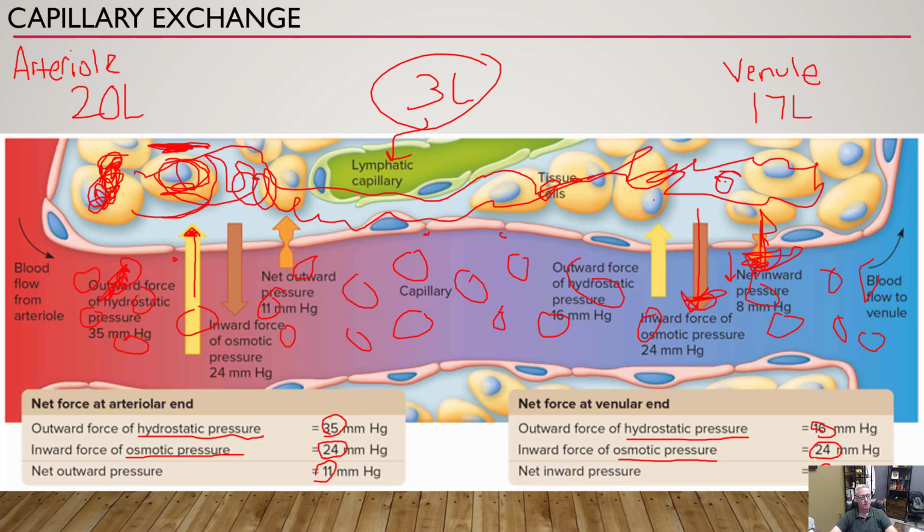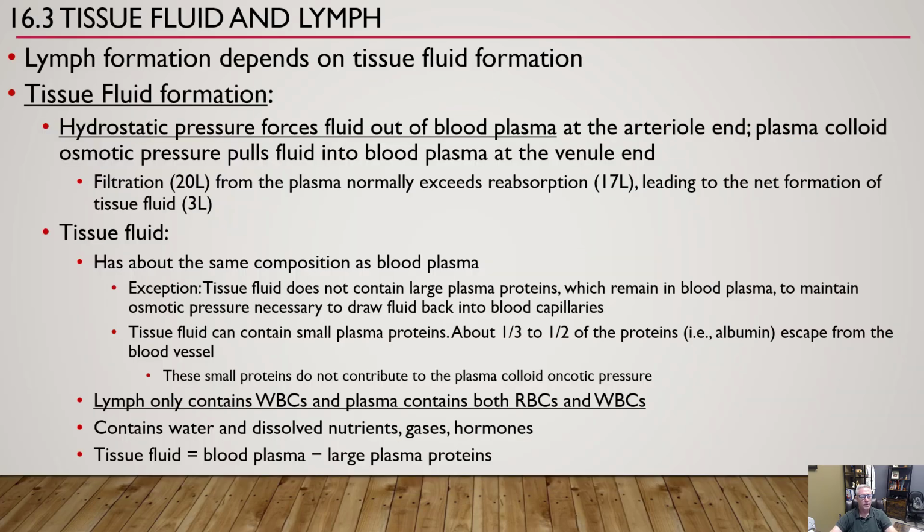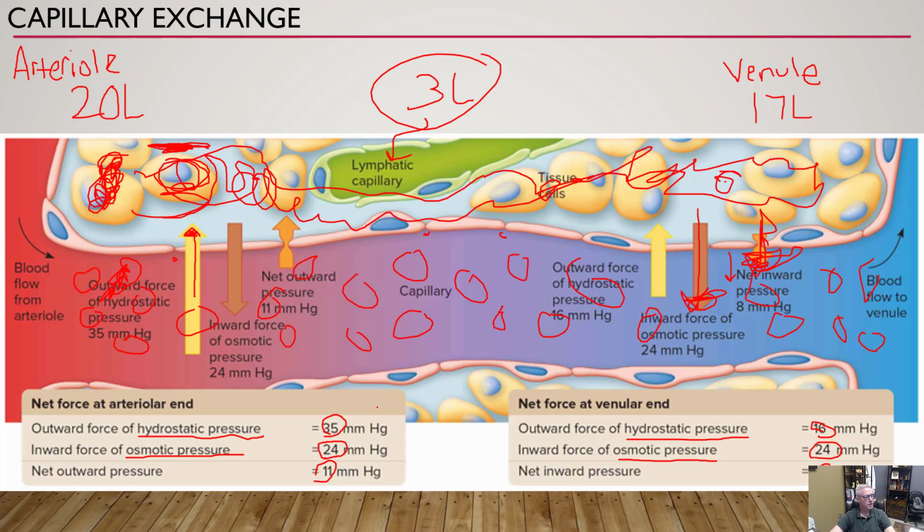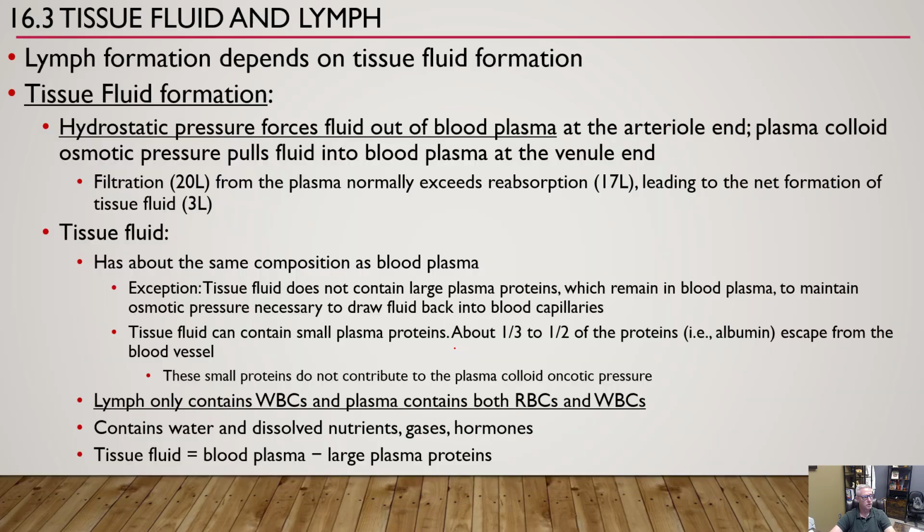All right. So, tissue fluid and lymph. Lymph is going to depend on tissue fluid formation. That's what we just went over. So hydrostatic pressure, that water pressure, is going to force fluid out of the blood plasma because that 35 is greater than 24. Our hydrostatic pressure is greater than our protein pressure.